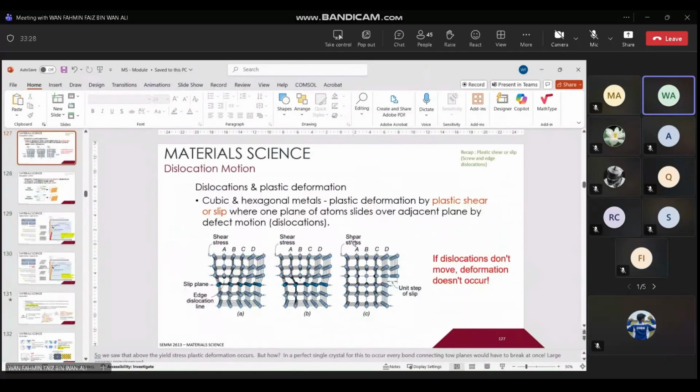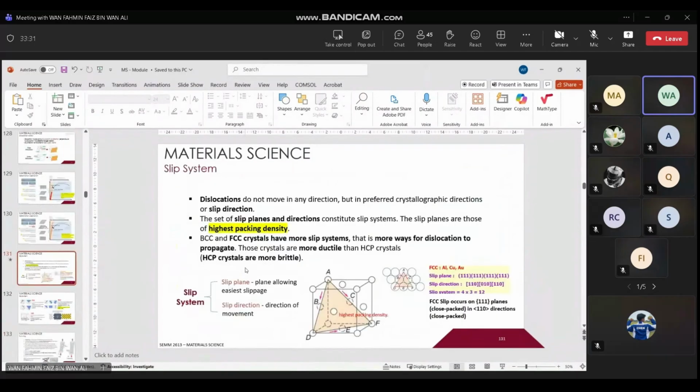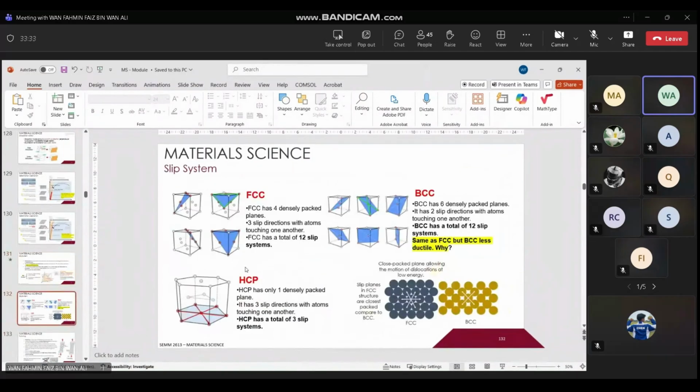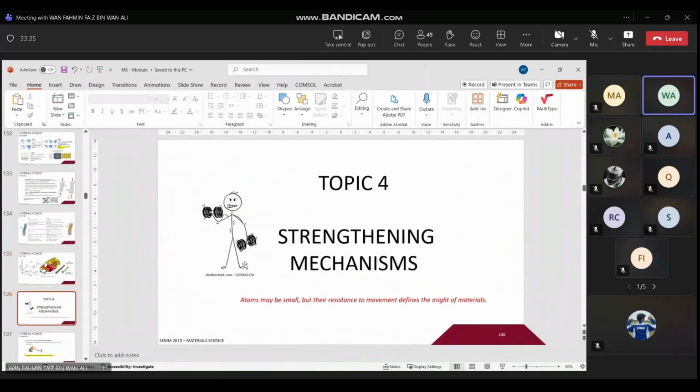Alright, so we are done on the dislocation. Now we are moving on to the second topic of topic 4. In topic 4, we have 3 topics. We have dislocation, we have strengthening mechanisms, and the other one is a bit on the heat transformation. Okay, and the strengthening mechanisms.